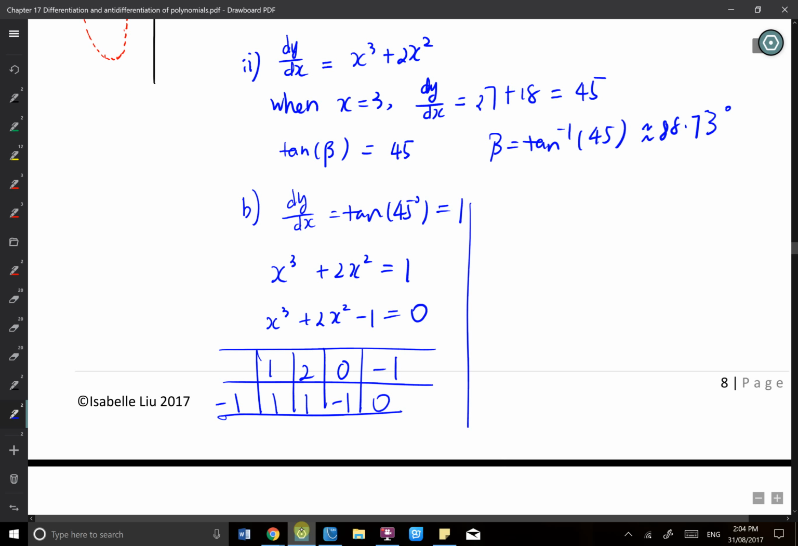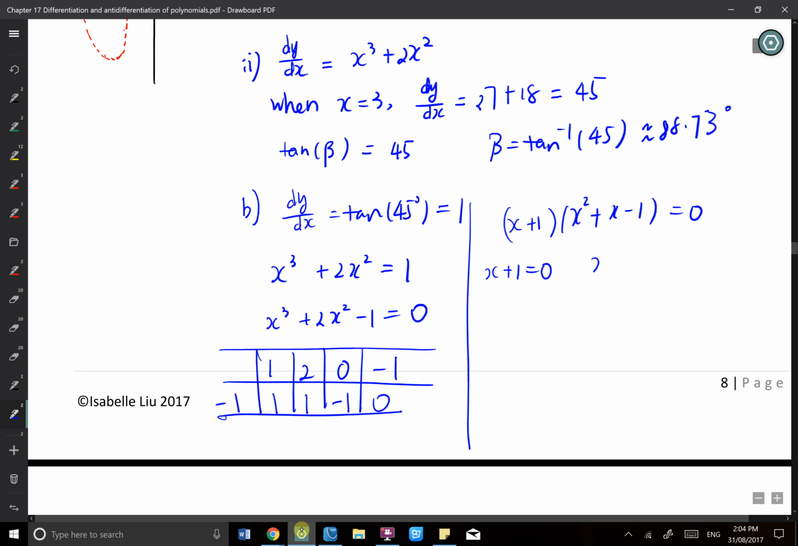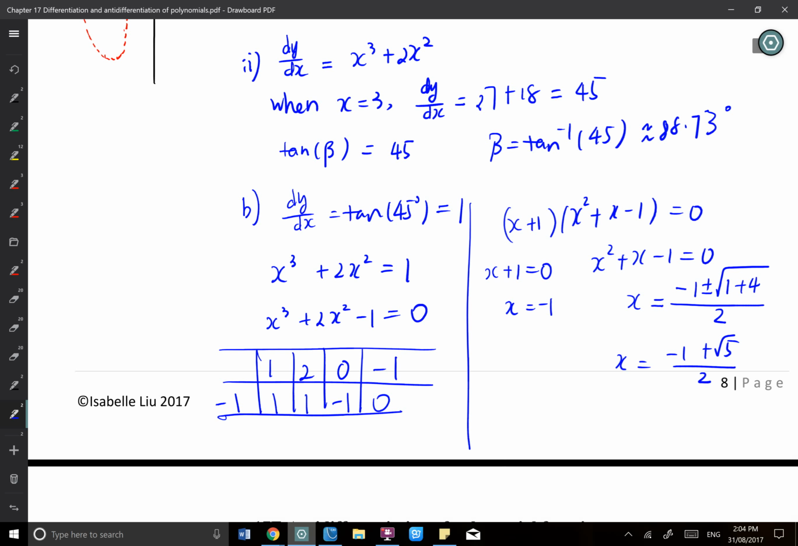Great, we have it. So that is (x plus 1)(x squared plus x minus 1) equals 0. So either the linear equals 0 or the quadratic equals 0. The linear gives x equals -1. I can't simply factorize the quadratic, so I just solve it: x equals -1 plus minus the square root of b squared minus 4ac over 2a. That is -1 plus minus root 5 over 2. So I solved that as 3 values.